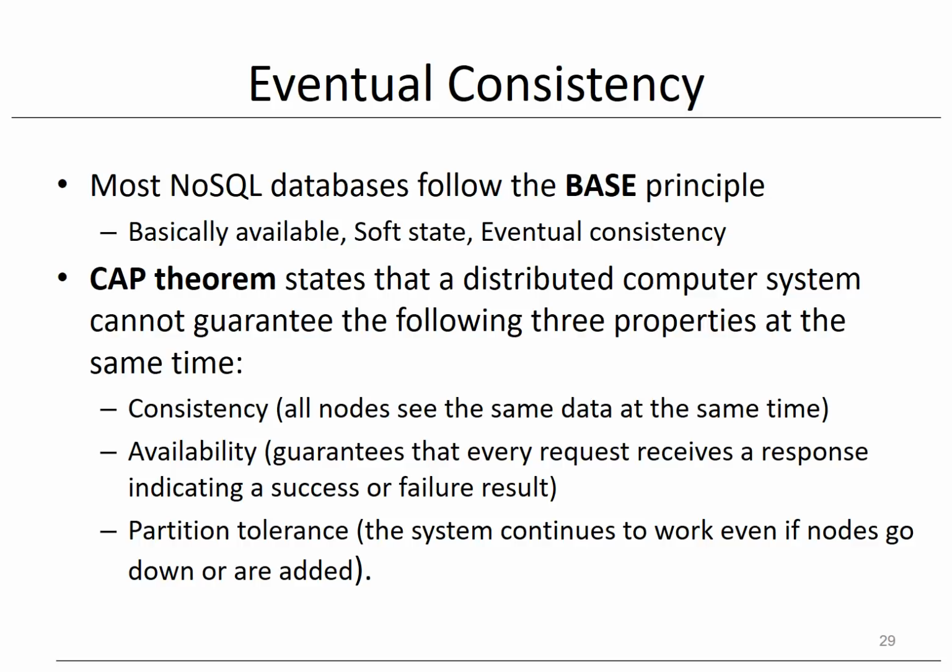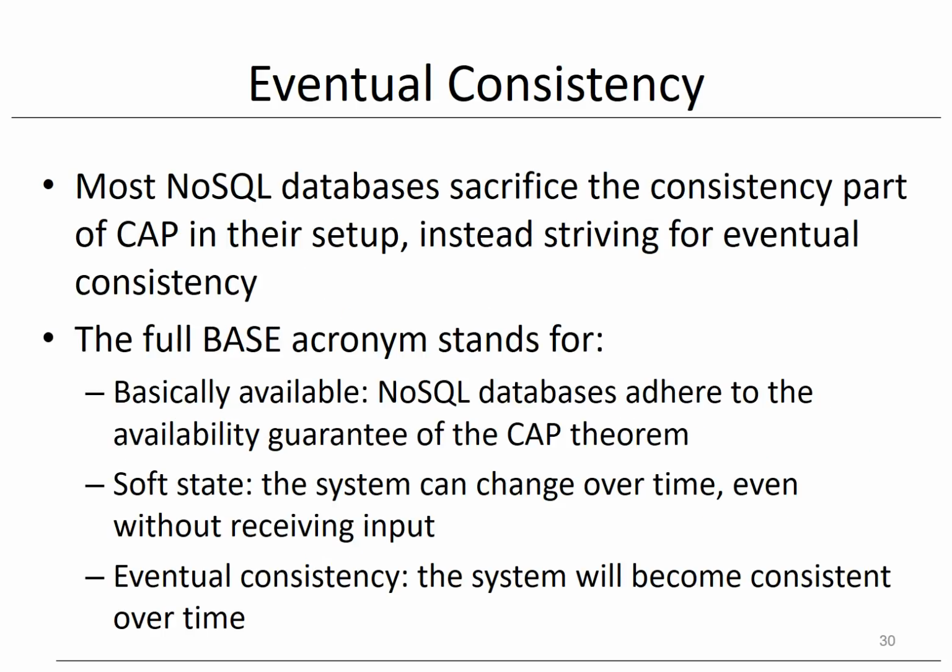Distributed RDBMSs typically attempt to enforce consistency at all costs in a multi-node setting, which may affect availability if individual nodes cannot be reached. Most NoSQL databases sacrifice the consistency part of CAP in their setup, instead striving for eventual consistency, indicating that the system will become consistent over time once all inputs to that system stop.